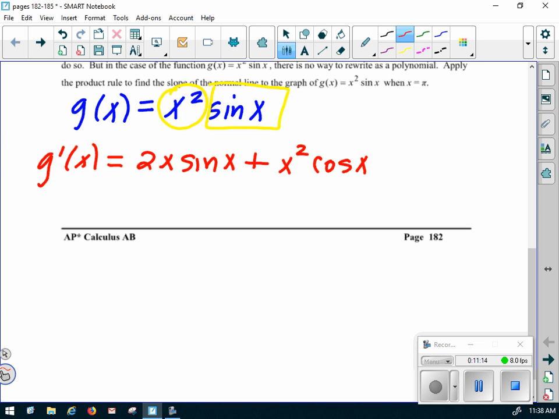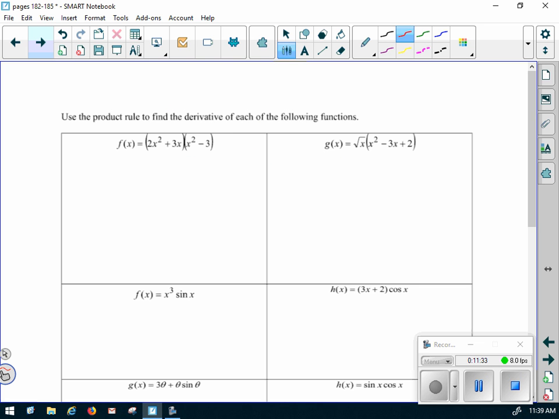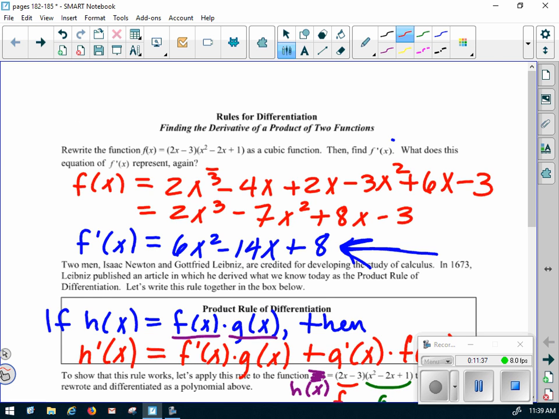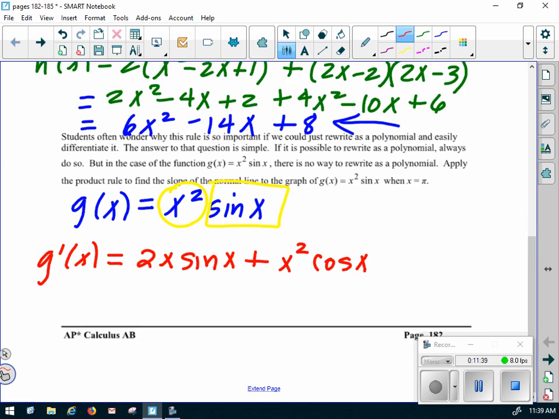All right, let's say it together. Say the product rule. H prime of x, the derivative of a product. Derivative of the first times the second plus the derivative of the second times the first. All right. Oh, wait, we didn't finish the problem, did we? All right, fine.